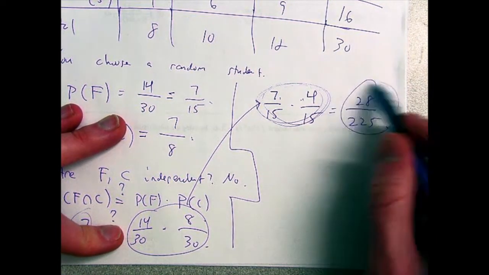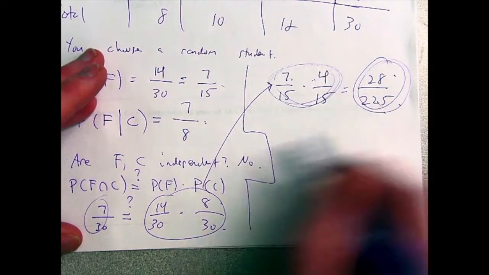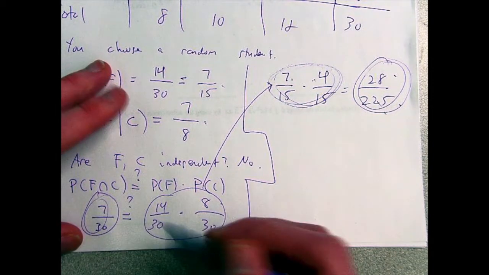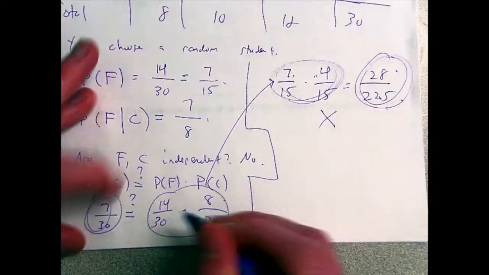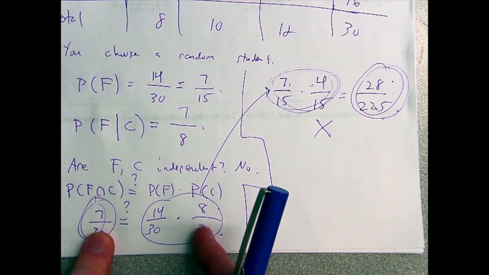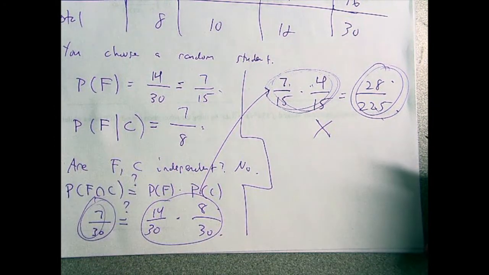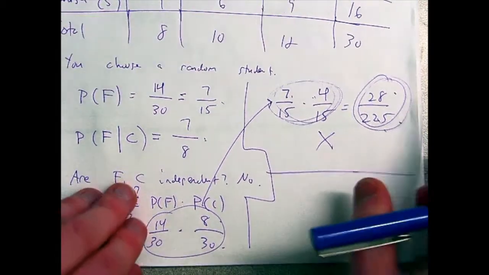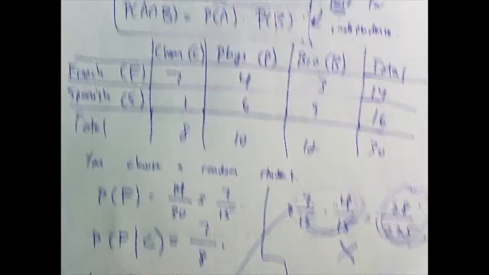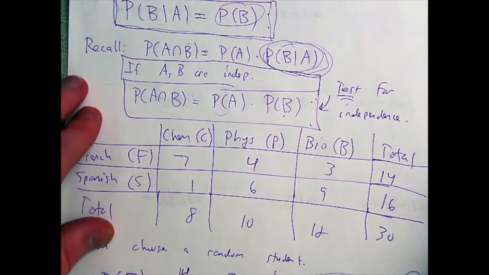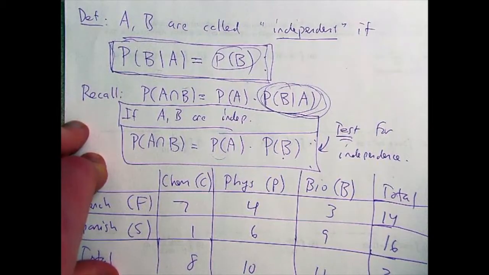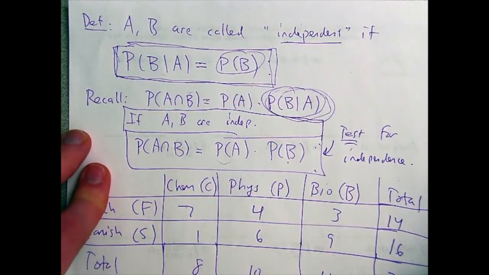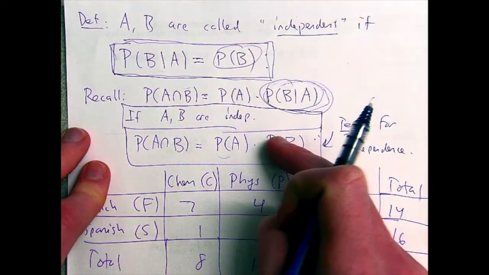So the left-hand side's already reduced, right? 7 out of 30. The right-hand side, though, can be reduced. 14 out of 30, we can divide top and bottom by 2. That gives me 7 out of 15. And here, 8 out of 30, I can divide top and bottom by 2 as well, so that's 4 out of 15. Okay, so that's going to be 28 out of 225.